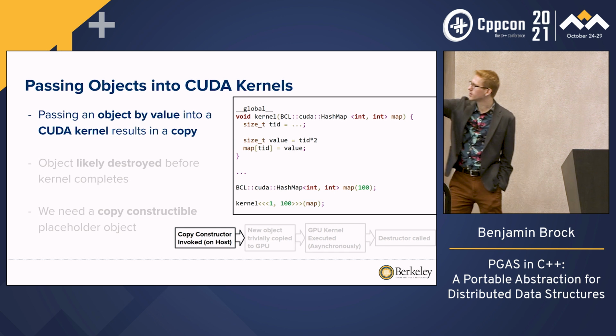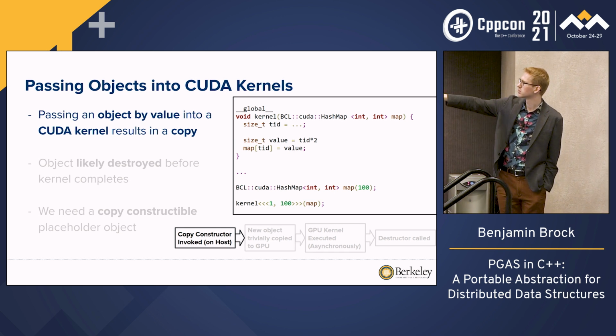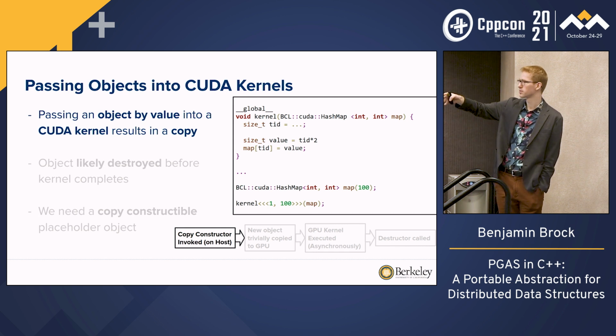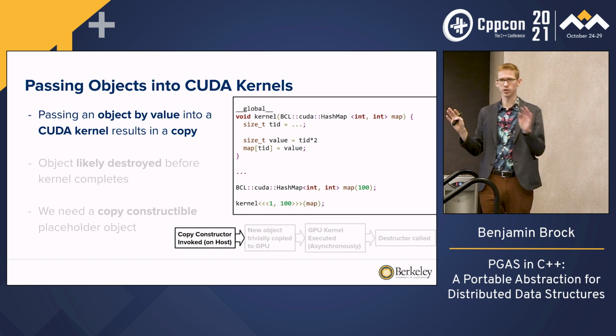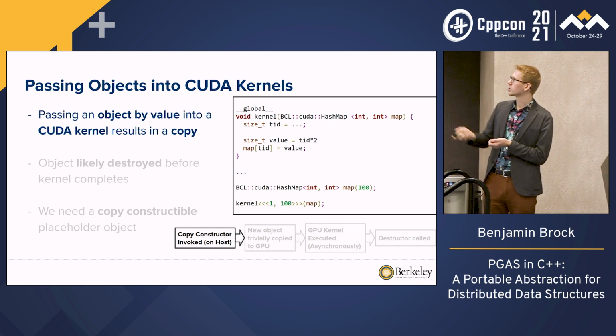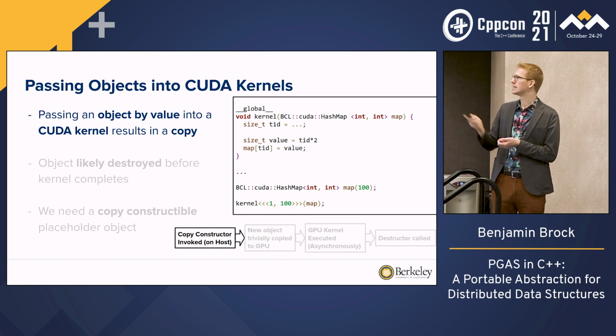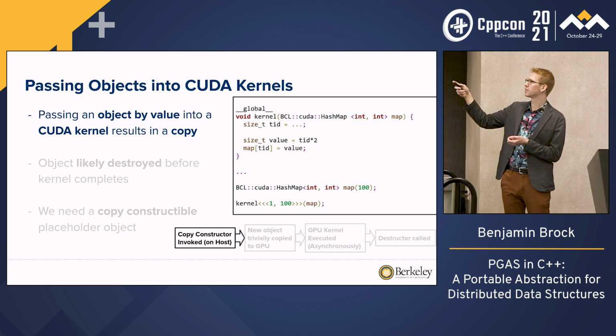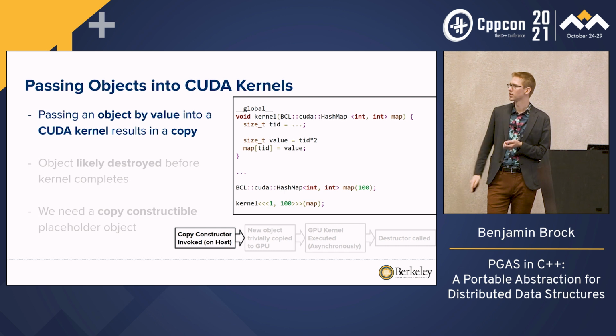So okay, here we have this CUDA hash map object, right, which is this distributed data structure which lives on the GPUs, or its data lives on the GPUs, but it's just a local object on each process, and we're handing it in as an argument into this kernel, right? So this kernel is going to be called, and it's going to receive this object.